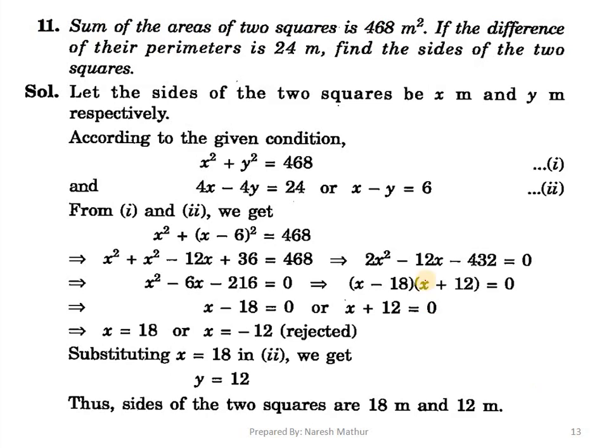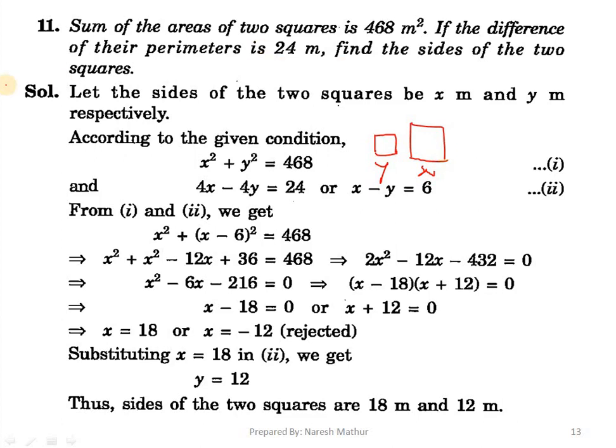Now the last question of this exercise: the sum of the areas of two squares is 468 meter square. If the difference of their perimeters is 24 meters, then find the sides of the two squares. Let's consider two different squares, one greater and one smaller. The area of a square is side square. Let the side of the larger square be x, and the side of the smaller square be y.